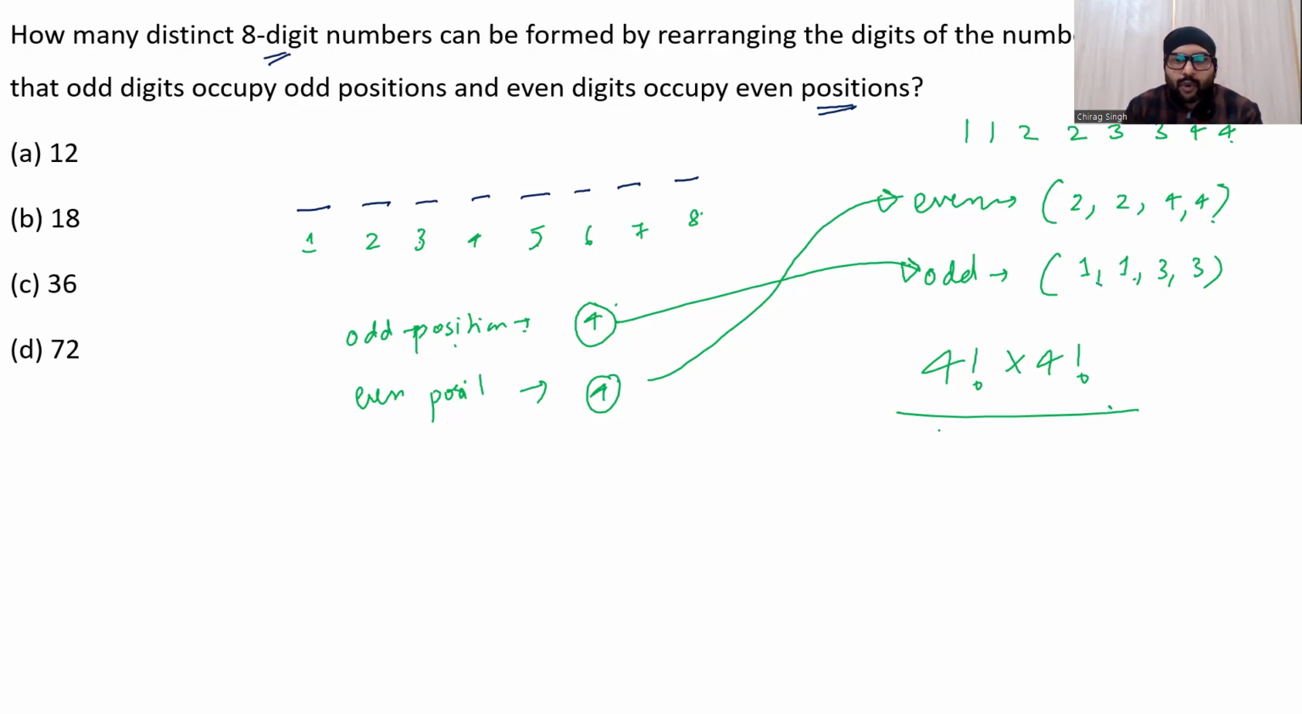As 1 is repeating twice, I have to divide by 2 factorial. 3 is repeating twice, so I have to divide by 2 factorial.